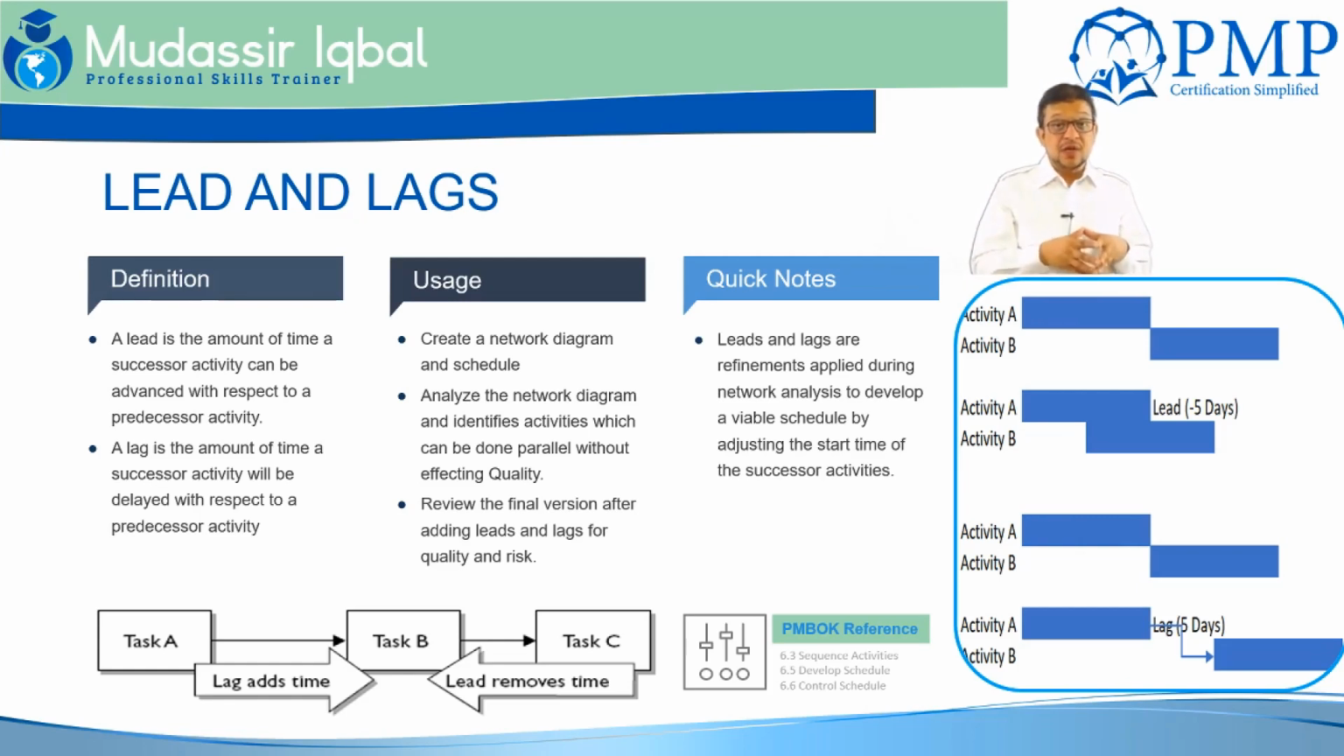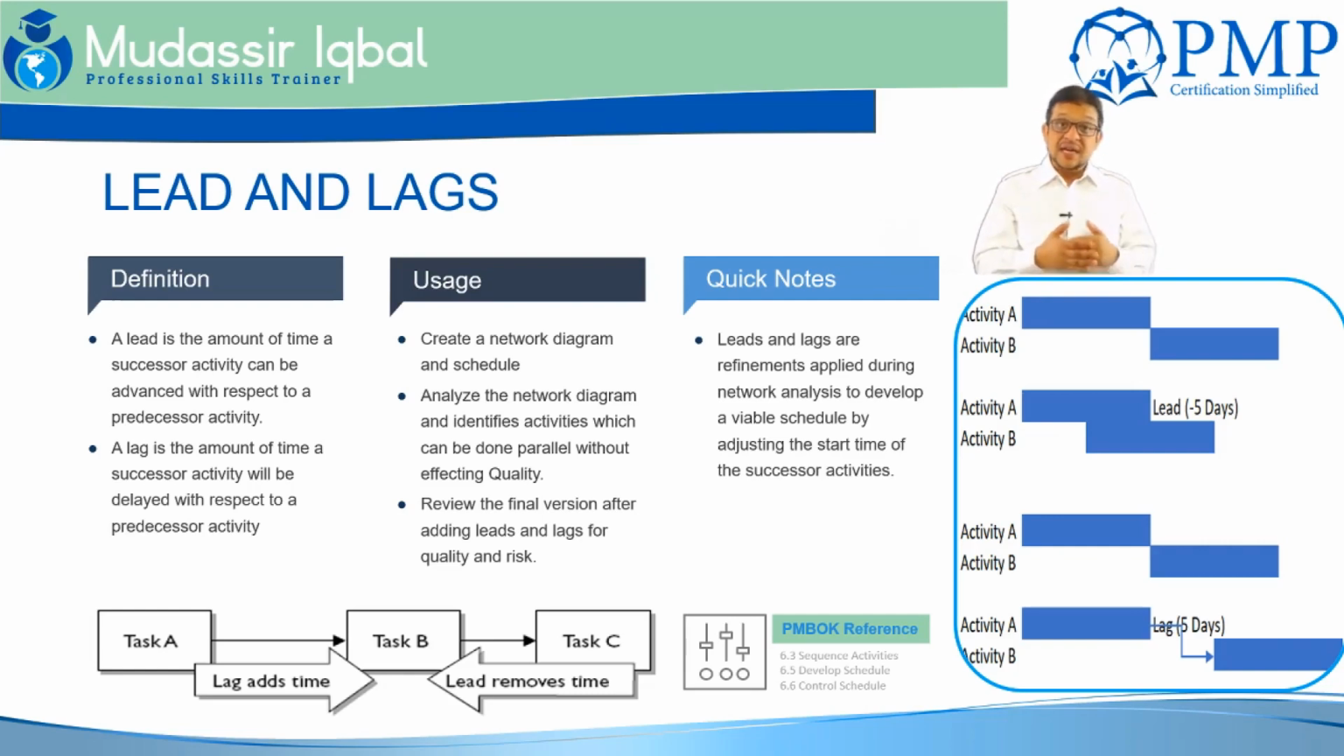As I explained, lead can be used on a critical path largely to compress the schedule in fast tracking. There is a risk of longer duration with lags, and a risk to quality when you are leading. So both are there, and it depends on your team and how you want to run it. A lead is the amount of time a successor activity can be advanced. A lag is the amount of time a successor activity will be delayed.